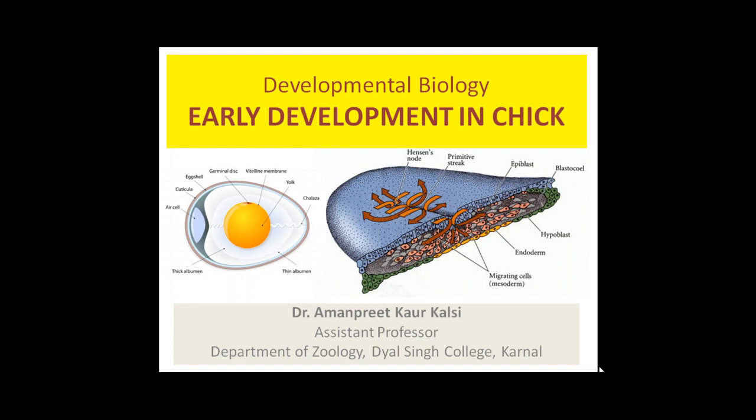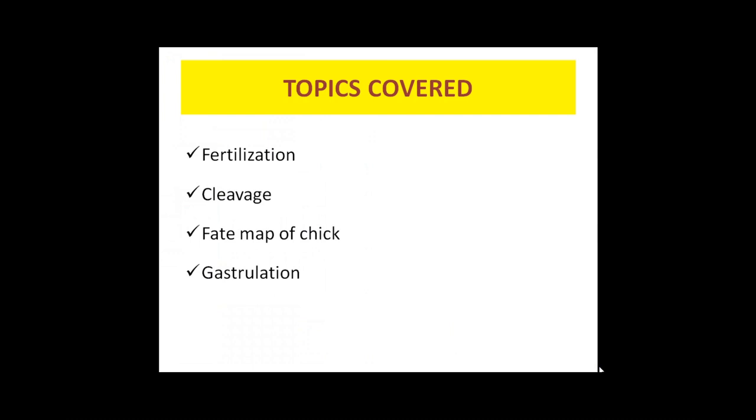In this lecture, we will take up another topic from developmental biology, which is early development in chick. The topics we will cover in this lecture are fertilization in chick, cleavage, that is the process of blastulation in chick, fate map of chick, and gastrulation in chick up till the formation of 3 germ layers.